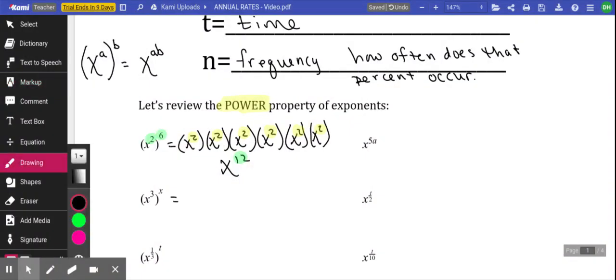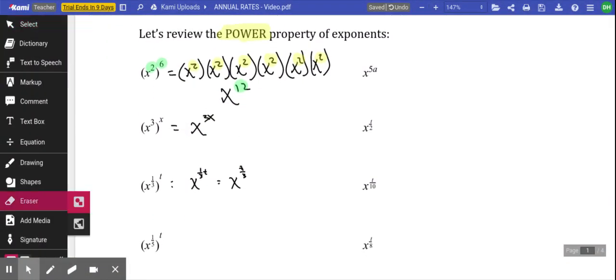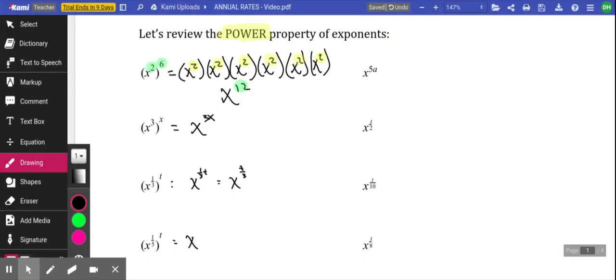So in our next example, we'll multiply the 3 and the x, and you get x raised to the 3x power. On this next one, we're going to multiply the 1/3 and the t, and you could say 1/3 times t, or sometimes we'll say x to the t over 3 would also be equivalent. And then the fourth one here, we could say, okay, let's multiply the 1/5 and the t, so x to the 1/5 times t, which is going to be x to the t over 5.